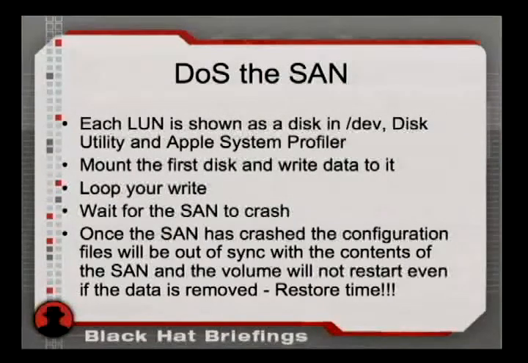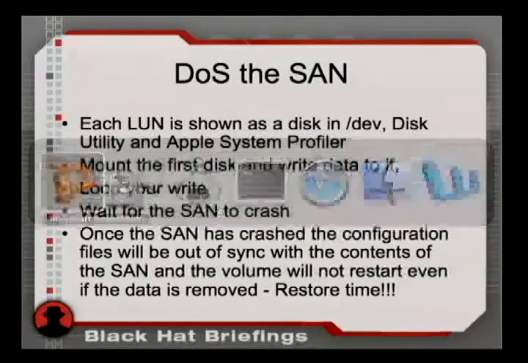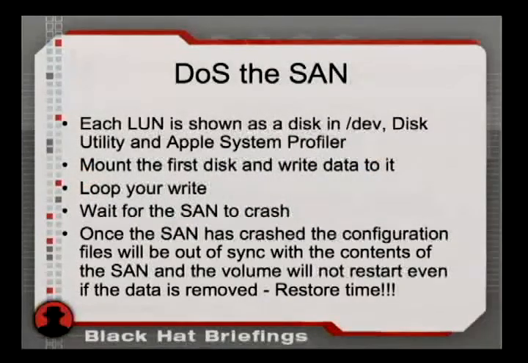Essentially, what I usually do is mount the first disk and start writing arbitrary data to it, and I'll loop my write until the disk is full, and then the SAN will no longer mount. Regrettably, I did this on my own machine last night, so I can't show you the SAN not mounting anymore. But I promise it works, and it's really, really easy.